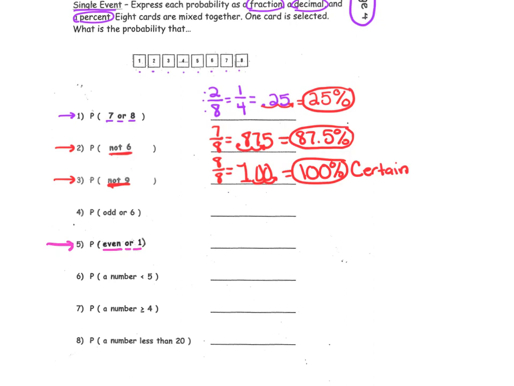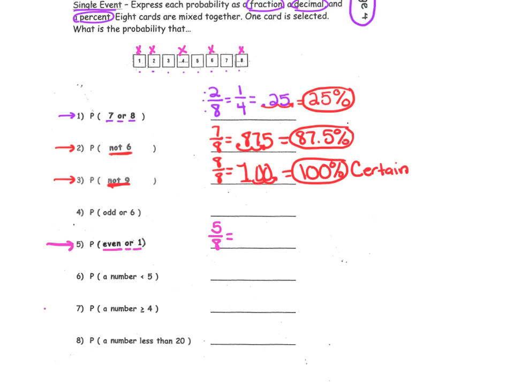Take a look at your deck of 8 and think about the even cards like 2, 4, 6, and 8. They would be winners. Or drawing a 1 would be a winner. We have 5 successes out of 8 possible cards. That's a 5/8 probability. You can convert that to a decimal on your own and check the answer key at the end of this video.